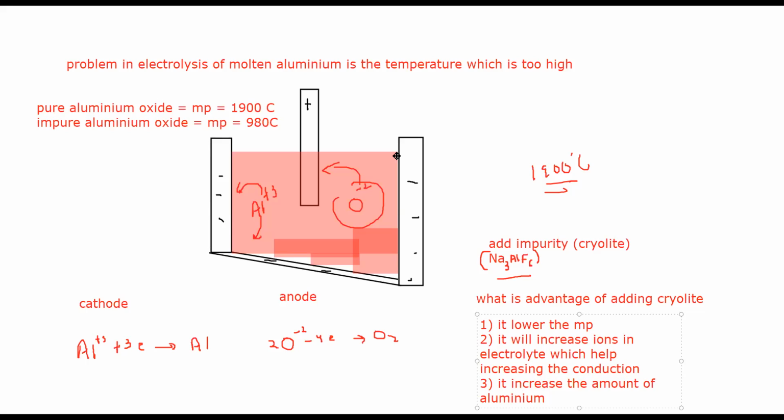So if you were having pure aluminium oxide, you have to supply energy and maintain a temperature of about 1900 degrees centigrade. But if you use impure aluminium oxide, here the impurity we are adding is cryolite. So what are the advantages of adding cryolite? It lowers the melting point. It will increase ions in the electrolyte, which helps increase the conduction, and it increases the amount of aluminium as well, because cryolite also contains aluminium. So there will be more aluminium ions in the electrolyte. Is it clear?